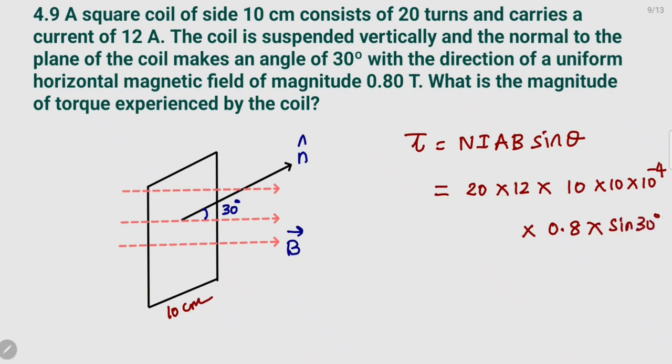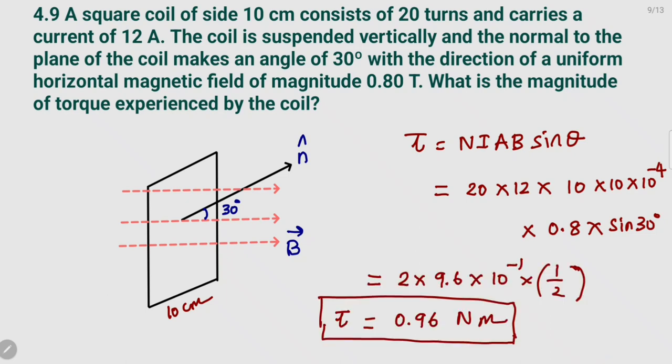That's it. If you just simplify, you will get the answer. Very easy numerical. See, I made the substitutions, and wherever I could cancel, I cancelled. So 2 also gets cancelled. So 0.96 Newton meter is the torque experienced by the square coil.